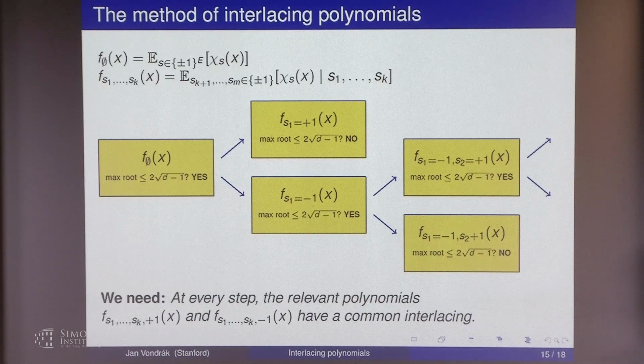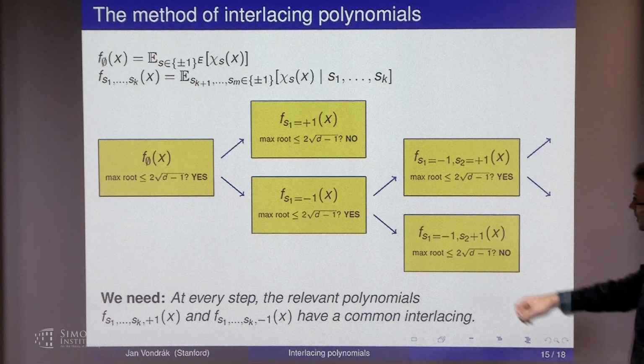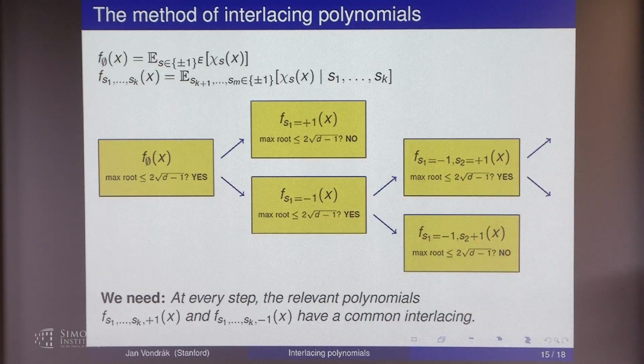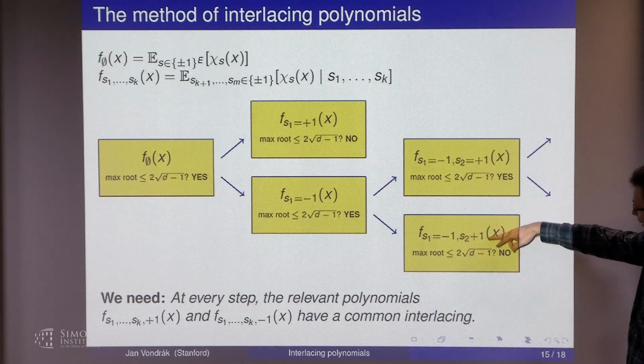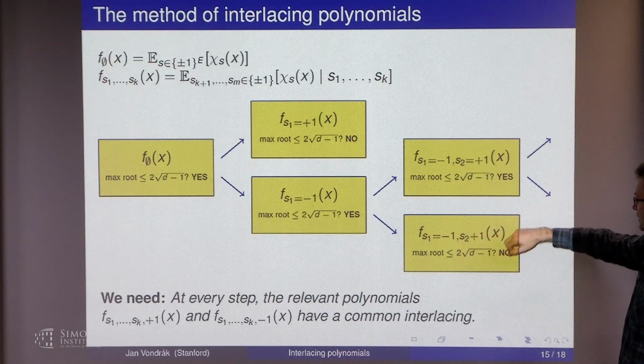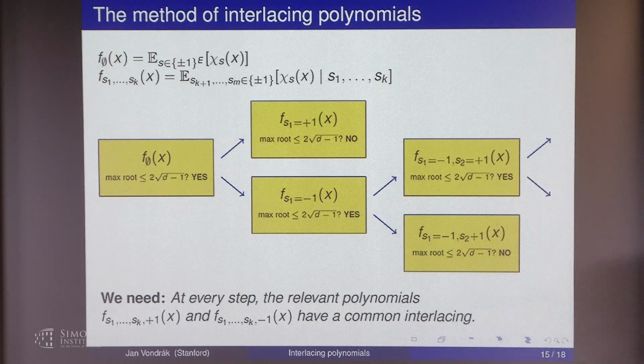But you can make this sequence of choices. You check these two, the answer is yes here, so set S1 to be equal to plus 1. Then ask about the next variable, S2. Should it be plus 1 or minus 1? Again, check the maximum root. One of them must be at most 2 square root d minus 1. You can continue like this.